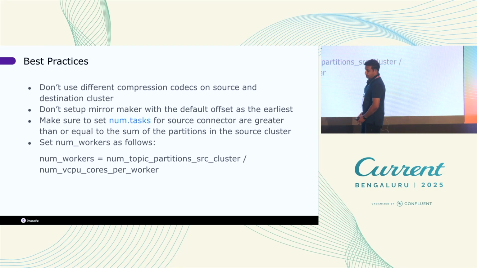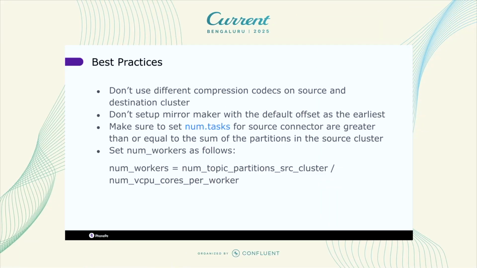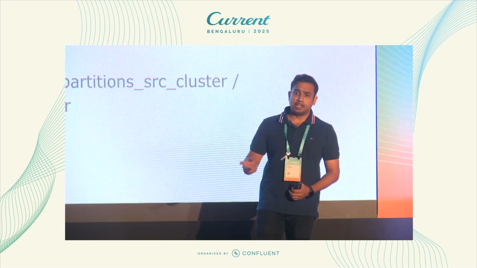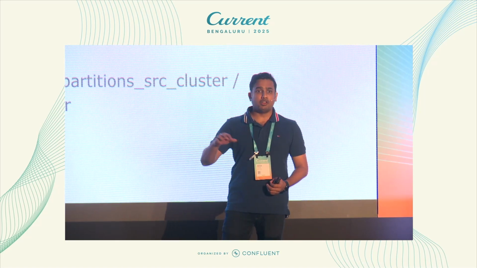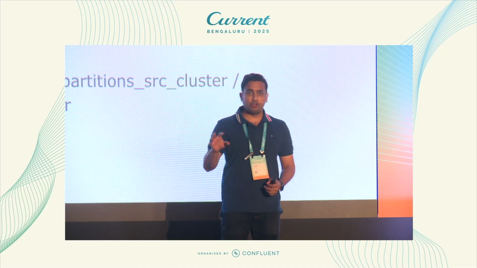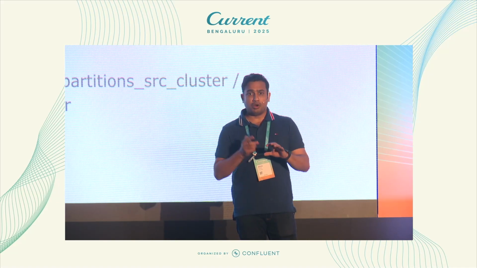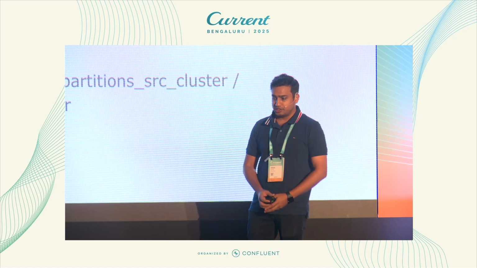Moving on, now I'll talk about the different best practices which you should follow if you are setting up a MirrorMaker cluster. Don't use different compression codecs on your source and destination clusters. Let's say you are using gzip on the source cluster and LZ4 on the destination cluster. The message size can differ between your source and replication cluster, and it could hit the max message byte limits, which could break your replication pipeline. So you should always make sure that the compression codec is the same across both your source and destination clusters.